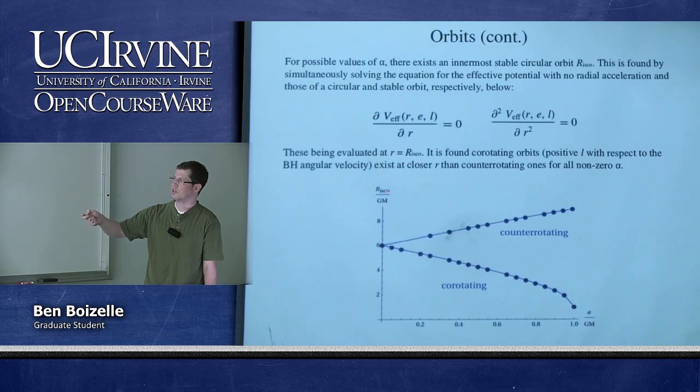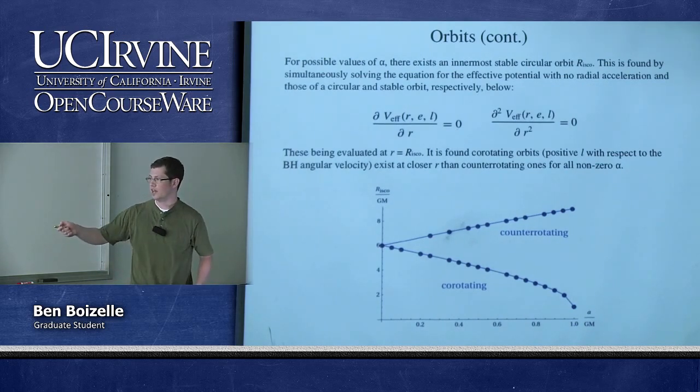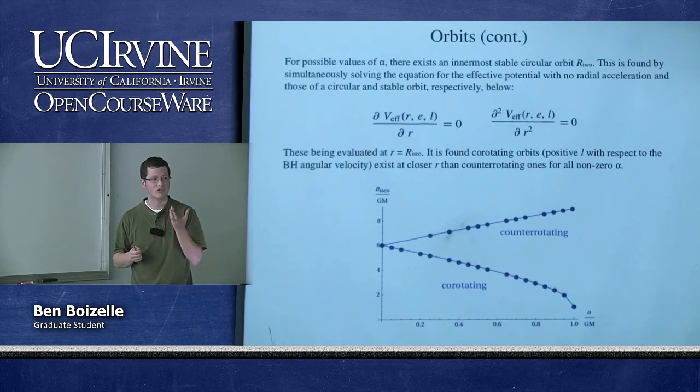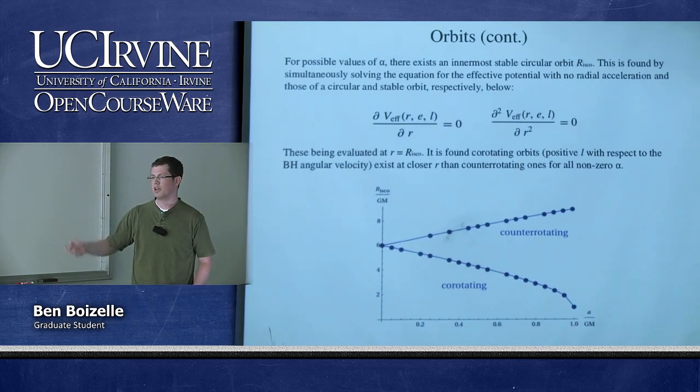This is, of course, the innermost stable circular orbit versus the alpha parameter of the black hole, and you see that right here, this would be the Schwarzschild radius. You're able to get, for a co-rotating orbit, in other words, the black hole's rotating in the same direction as the particle about it, to about half of the Schwarzschild radius, whereas if you rotate in the opposite direction, you will actually not be able to get as close.